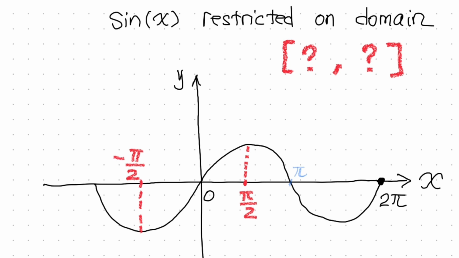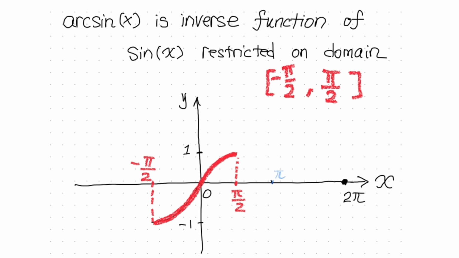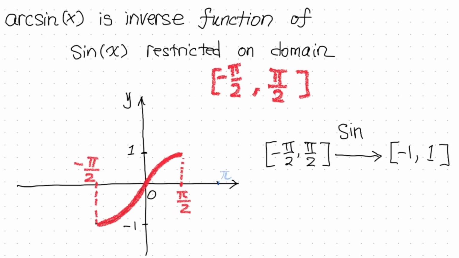Sine x is not 1 to 1. It does not have an inverse function. We need the part of sine of x that is 1 to 1. That means we need the part of the graph that is either monotonically decreasing or monotonically increasing. And also we want to take the part that is around the origin. So the biggest increasing chunk that we can take from sine of x is from negative pi over 2 to pi over 2. So arcsine of x is the inverse function of sine of x restricted on domain negative pi over 2 to pi over 2.